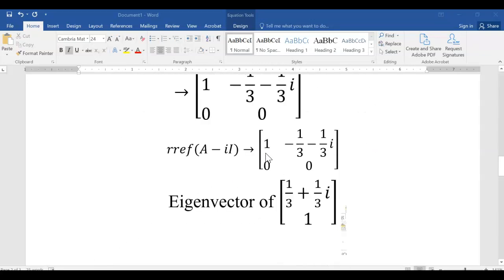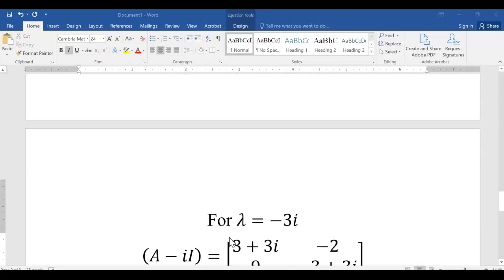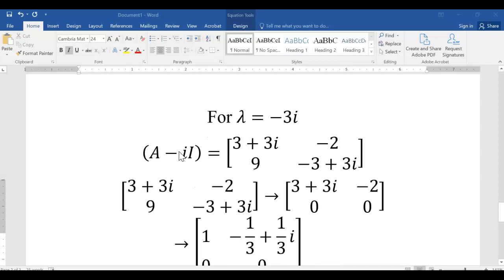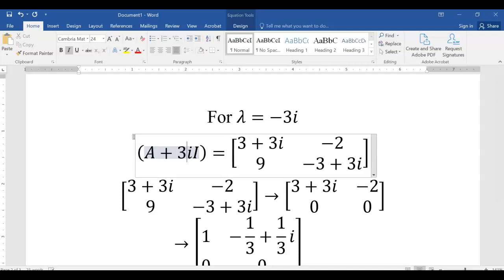Now, once we have the row reduced echelon form of that matrix, we can find an eigenvector. X1 has to be positive 1/3 plus 1/3 i. X2 is free. So the eigenvector is this one. Now it turns out that if you do the same process using -3i, A minus -3i, which is like plus 3i.